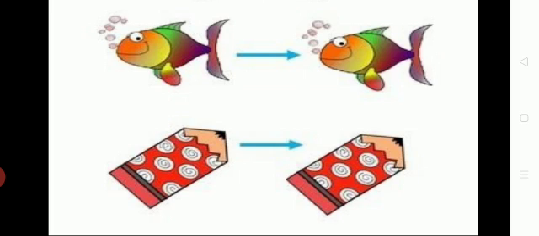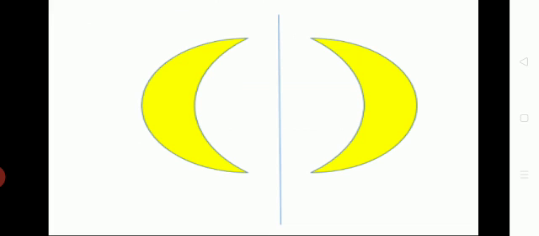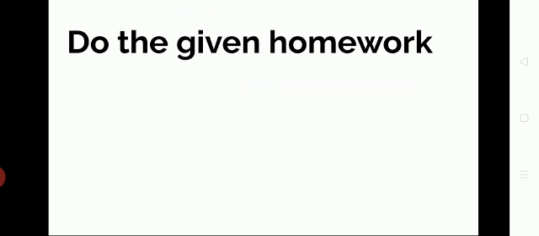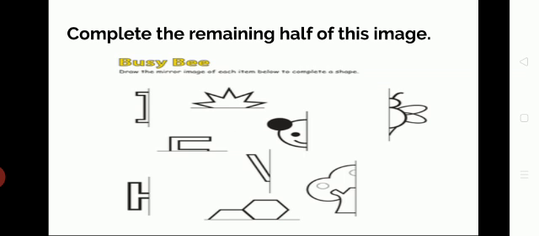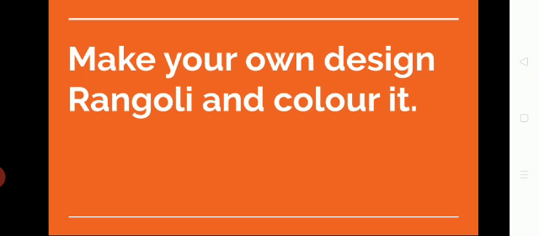Okay children, I hope you understood this topic. I have given you homework. Complete it. So what is the homework? Complete the remaining half of this image. Half of the image is given, and you have to complete the remaining half. Next, make your own Rangoli design and color it. Can you do it?